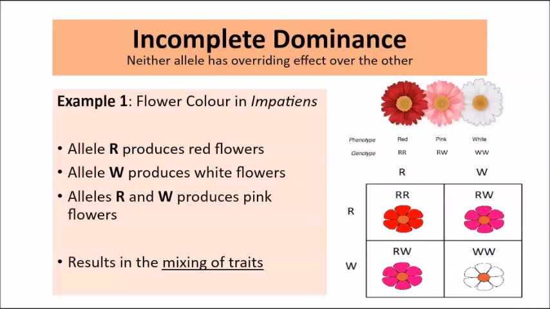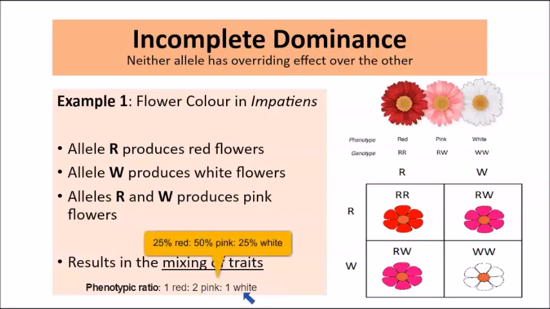So the simple process, same process going on here. As you can see, if you have two pink flowers combining, they're going to produce one red flower, two pink flowers, and one white flower. In this case, the phenotypic ratio is a little different. We have one red to two pink to one white. That would be our final phenotypic ratio. Basically, for every two pink flowers that are produced, you would only get one red flower and one white flower. So that is the first example for incomplete dominance.